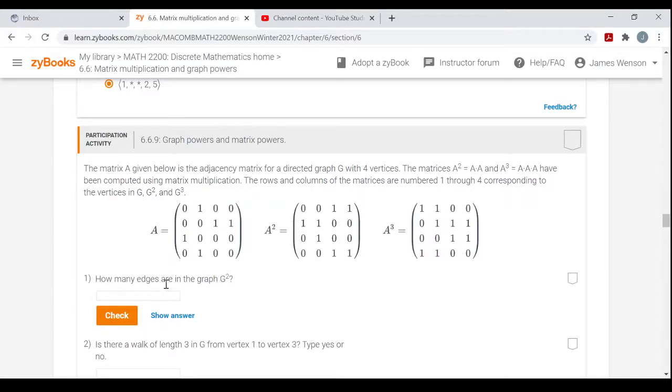So how many edges are in the graph G squared? So remember, I just count the ones. G squared is represented by A squared. And there's 2, 4, 6, there's 7 ones in this matrix. So there would be 7 edges on the graph G squared.